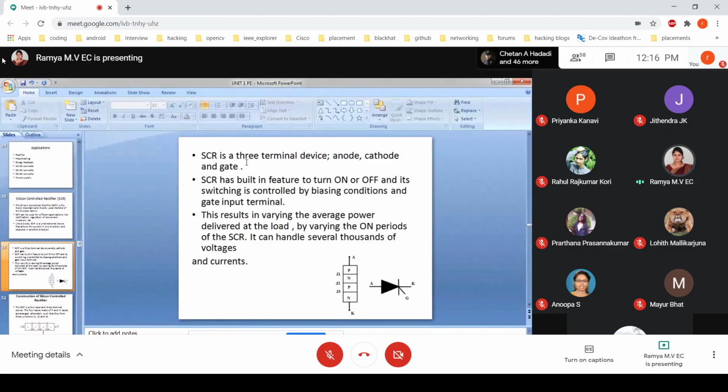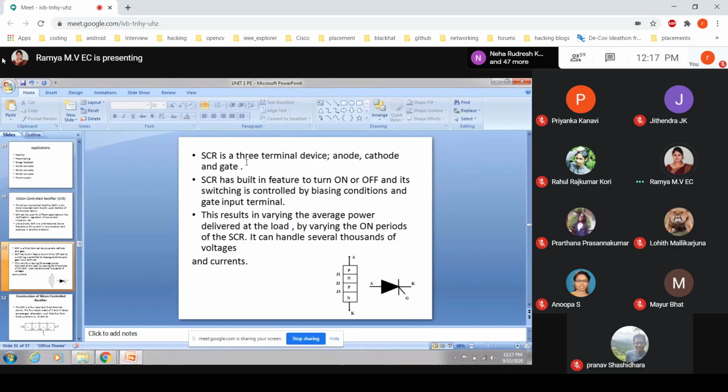Okay, so the structure will be like this. We will have four layers, PNPN, and three junctions, J1, J2, J3. When the device is forward biased, J1 and J3 will be forward biased junctions, and J2 will be a reverse biased junction. Okay, so the symbol of SCR you can see. Anode, cathode, and gate terminals will be there. The gate will be represented between the junctions J2 and J3. Okay, so we'll be representing the terminal.